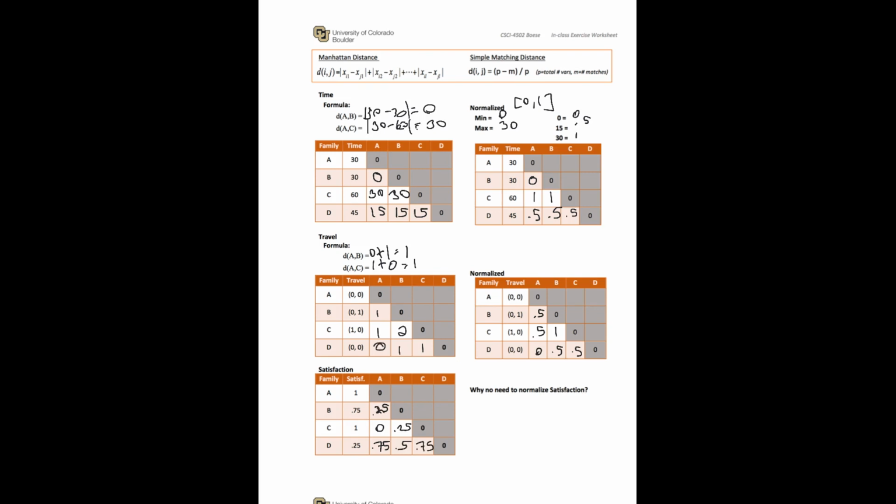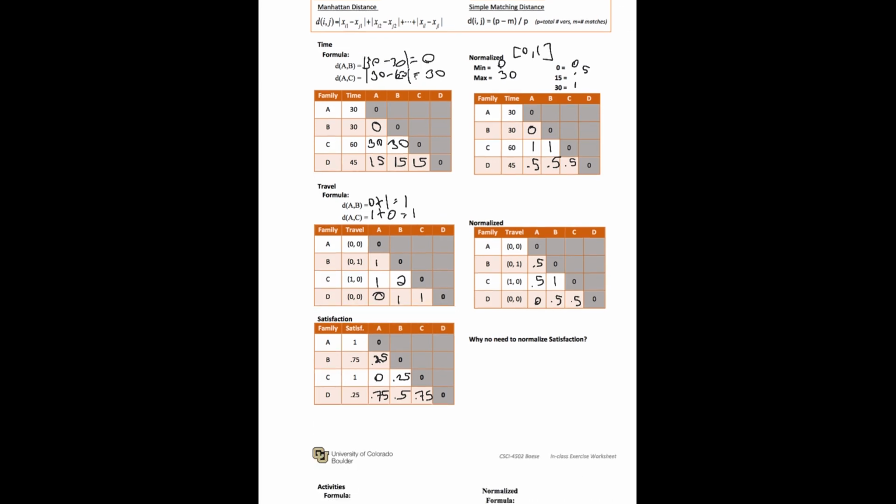All right, so again, satisfaction, we didn't have to normalize because it's already in normalized values. We've already done the normalization between -2 to +2, and we've already converted that to 0 to 1. So all our values are between 0 and 1, so we're good. All right, then the next page.